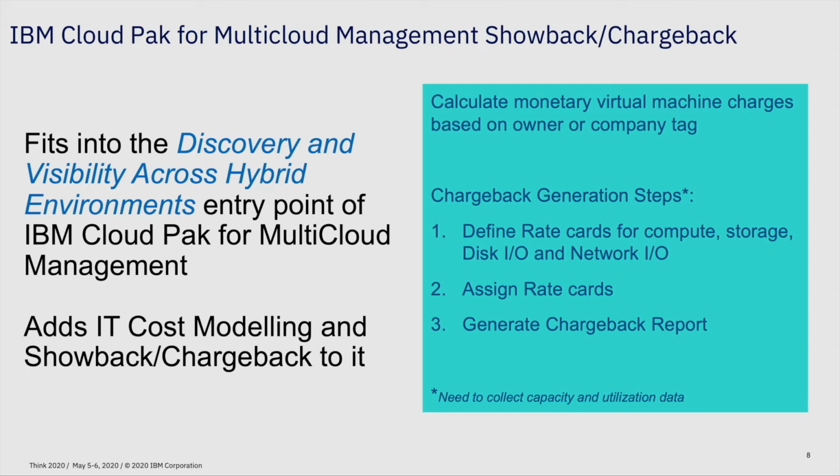The way to come to generating chargeback reports or showback reports is to define rate cards for compute, storage, disk IOs, and network IOs, assign those rate cards in a flexible way, either to assets or tags or companies, organizations, business units or lines of business, and then generate reports accordingly.